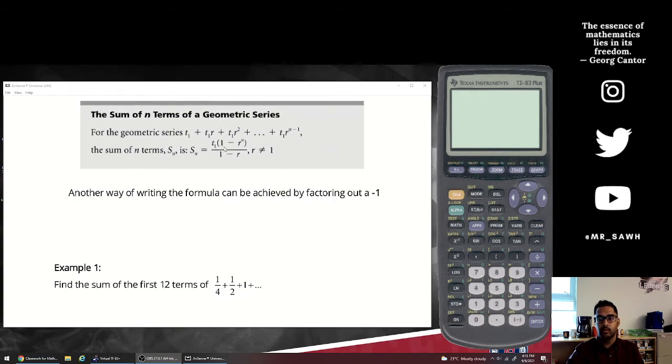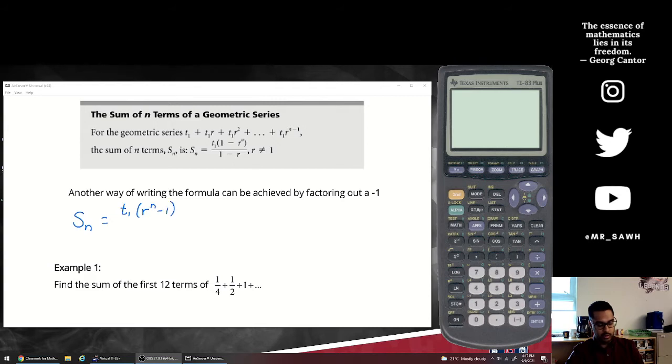Okay, so there's a formula that will work for us, and another way of writing this formula can be achieved by factoring out a minus. Essentially, we can switch these two terms around, take a negative out of each of them, and cancel it out. So the other way that you could see this is the sum of n terms is equal to the first term.